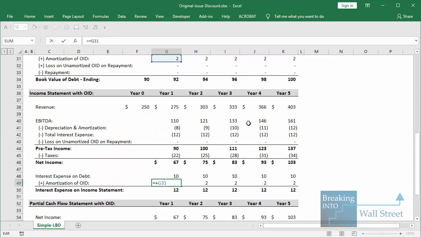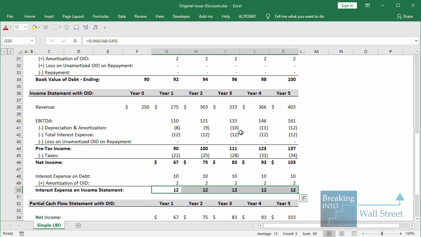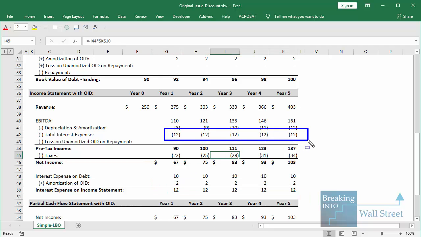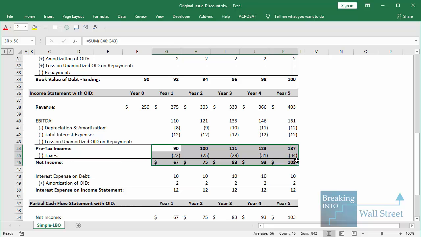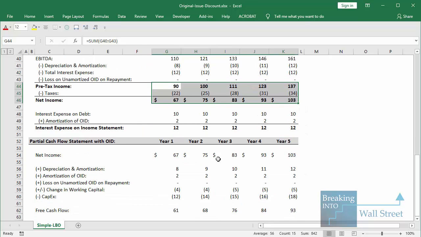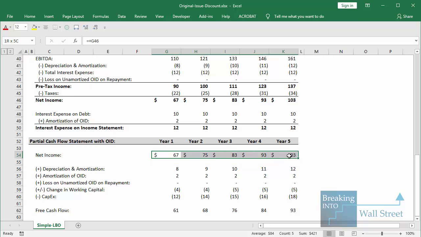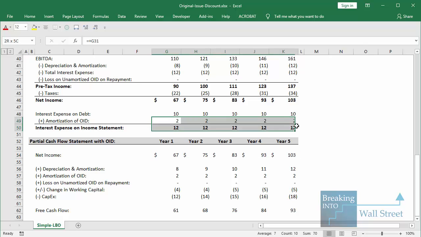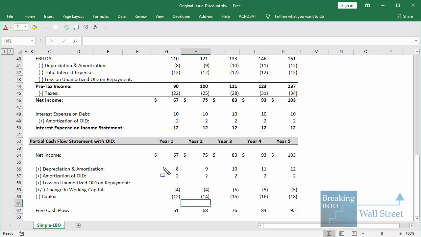And then we also have amortization of the original issue discount, and both of these are components of the interest expense. So both these items will appear as interest expense on the income statement and will reduce the company's pre-tax income, their taxes, and their net income. Now, on the cash flow statement, the net income will be down as a result of the interest expense and the amortization of the original issue discount, but we add back the amortization of the original issue discount because it is a non-cash expense here, very similar to depreciation and amortization.